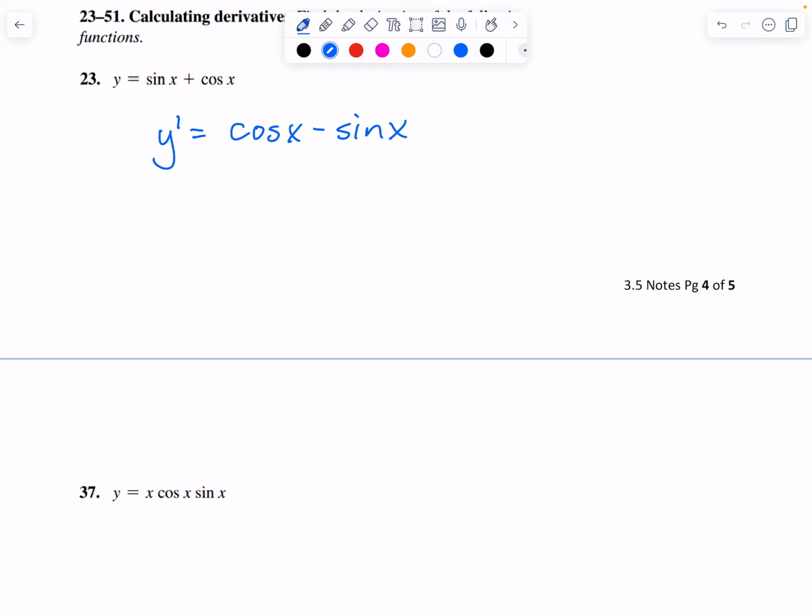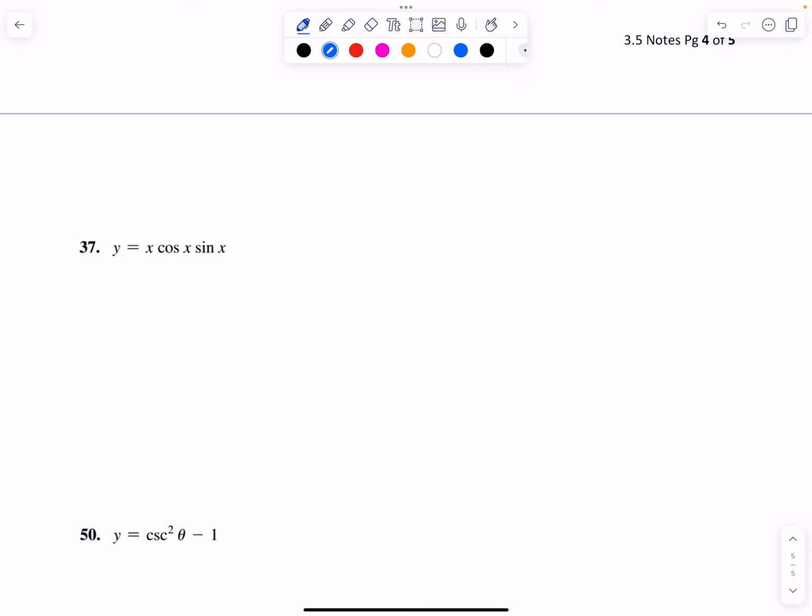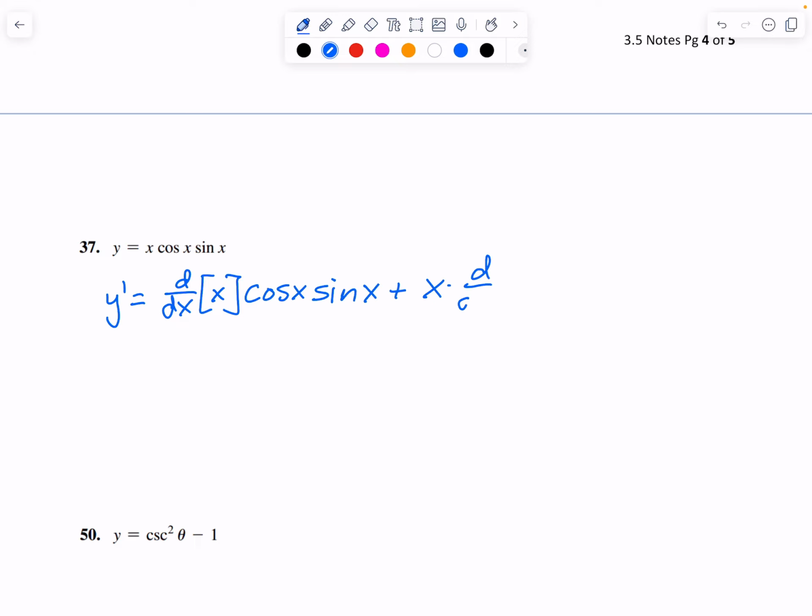37. Now this is a product rule in a product rule. Ugh. Okay, so let's try it. y prime is going to be the derivative of x times the first part plus the first part times the derivative of the second. And then this is going to require another product rule, so I'm going to do that part off to the side. Let's wait till we get there, I guess. Derivative of x is 1, leaving me with cosine x sine x.